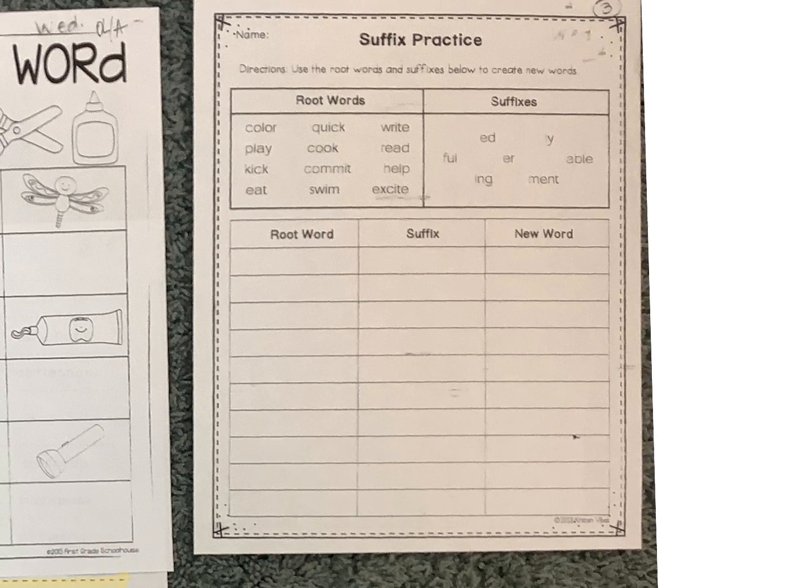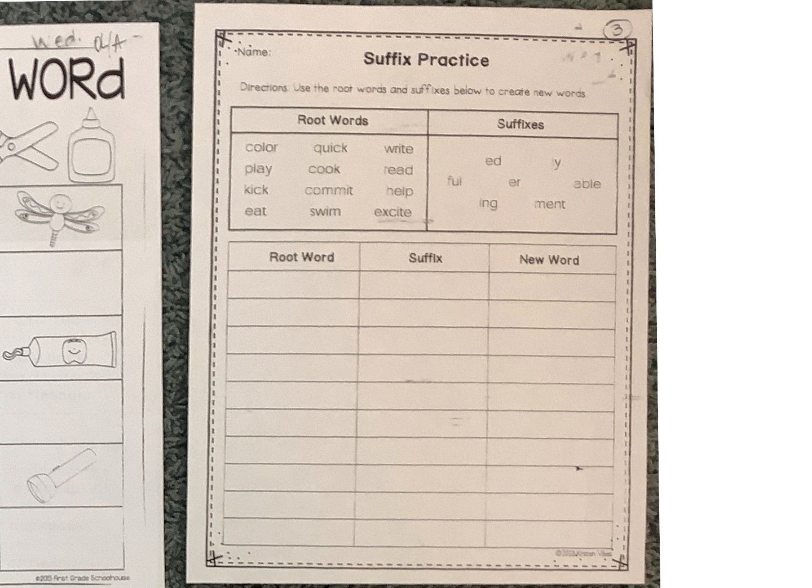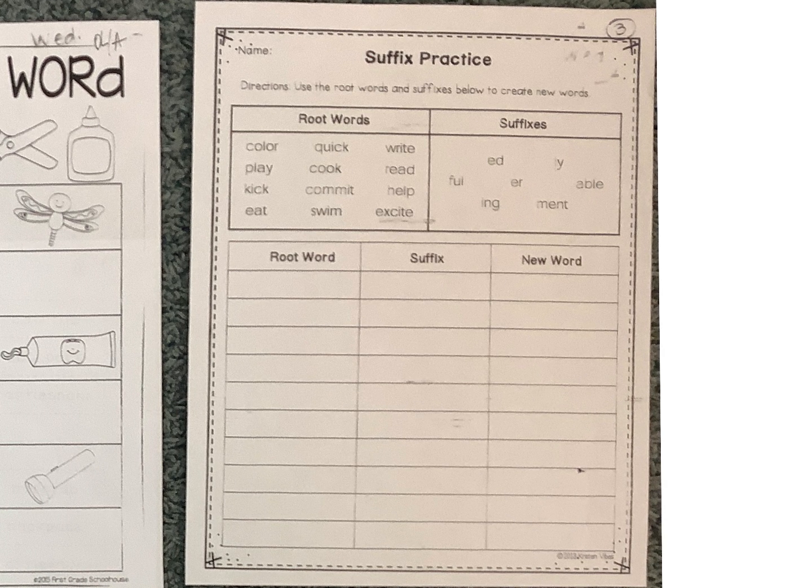Lastly, you're going to use the root word and suffixes below to create new words. So you need to pick a root word first. So root word, root word. Here I could put color. Add a suffix. Let's put ed. Ed. And I'm going to write my new word, colored.